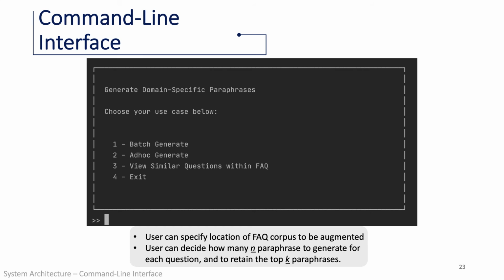I have implemented the command line interface shown on the screen so that the user can use this interface to perform data augmentation of their FAQ corpus by specifying its location. I also allow users to decide how many M paraphrases to generate for each question, with the default being 40, and to retain the top K paraphrases during the candidate selection. If the user decides the K value to be 5, then the size of the FAQ dataset will increase by around 5 times.